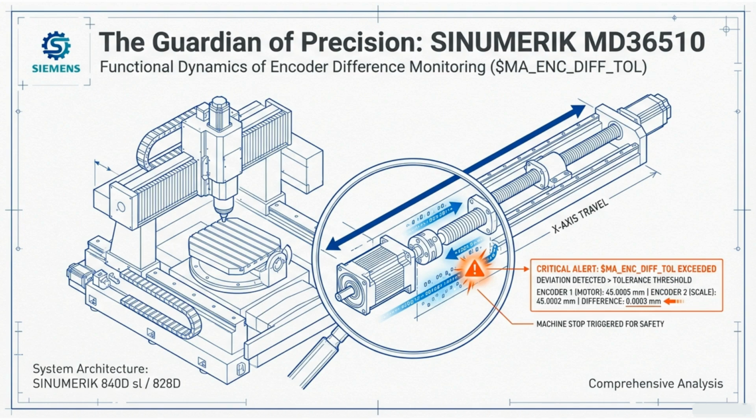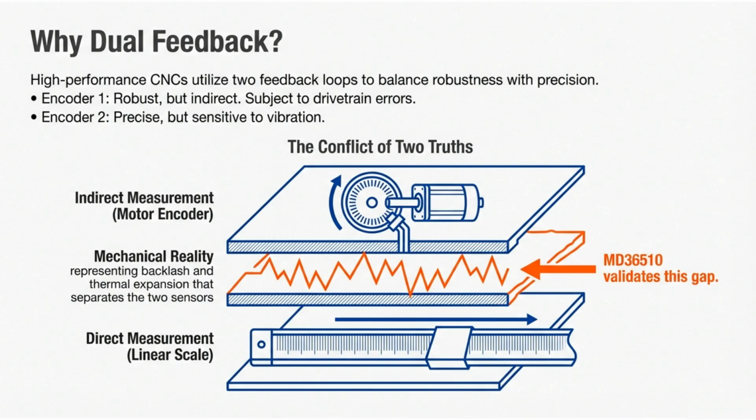Welcome to this video on SINUMERIK Encoder Divergence Monitoring, the guardian of precision. We will explore the functional dynamics of encoder difference monitoring, a critical safety mechanism in high-performance CNC systems like the SINUMERIK ONE 840 DSL/828D. Why use dual feedback?